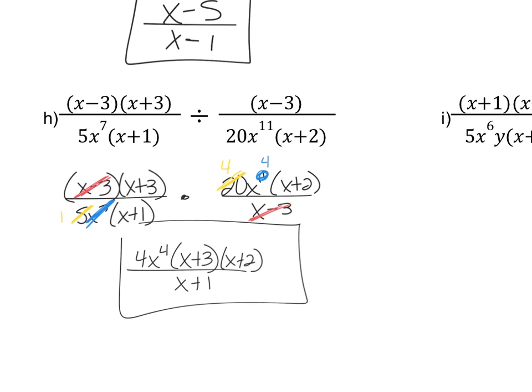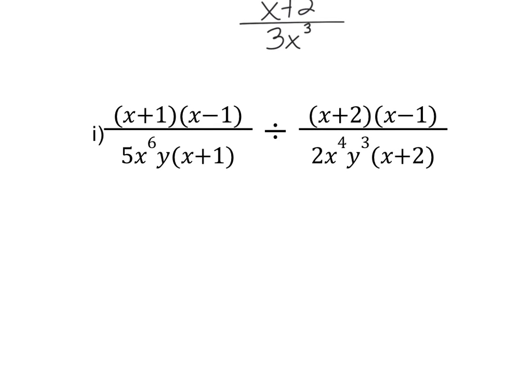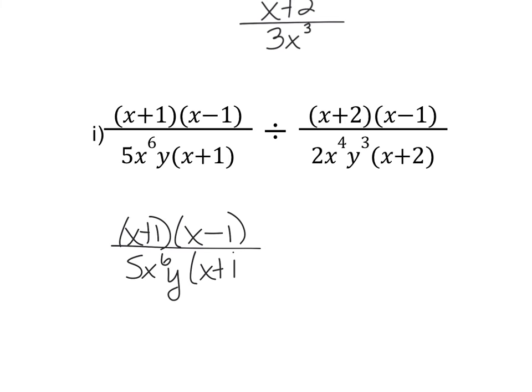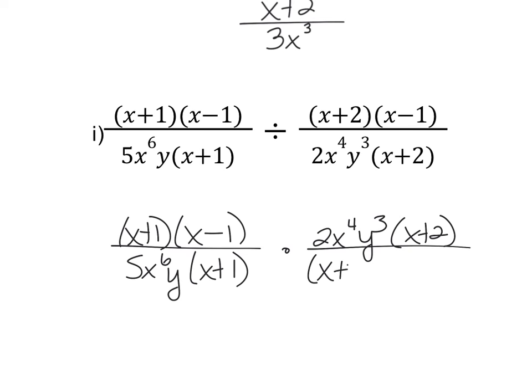And then last one. So I'm going to rewrite it, not be lazy. So I have x plus 1 times x minus 1 over 5x to the 6th y, times x plus 1, times, flip it, then you have x plus 2 times x minus 1.